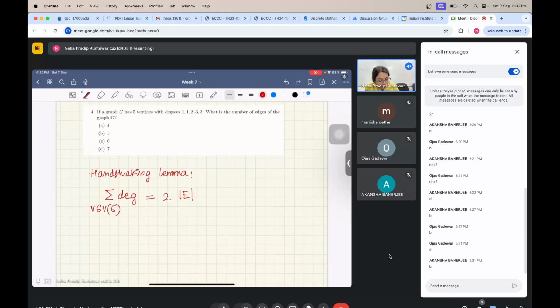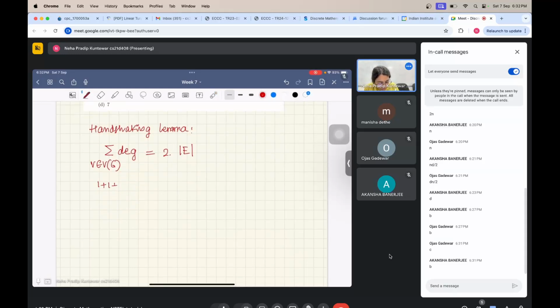So, what is the sum in this case? This is 1 plus 1 plus 2 plus 3 plus 3. This is equal to 2 times the number of edges. Therefore, the number of edges is 5, because this sum is 10.